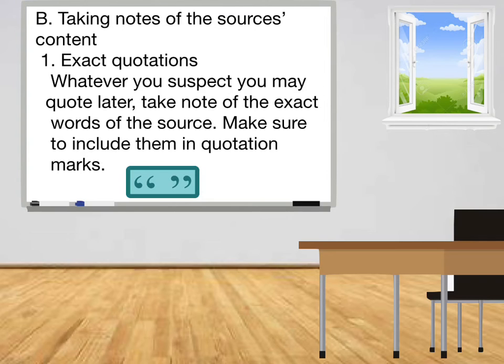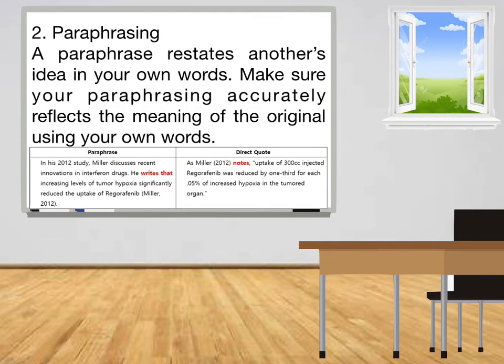Taking notes of the source's content. 1. Exact quotations. Whatever you suspect you may quote later, take note of the exact words of the source. Make sure to include them in quotation marks. And you might take notes for paraphrasing. A paraphrase restates another's idea in your own words. Make sure your paraphrasing accurately reflects the meaning of the original using your own words.